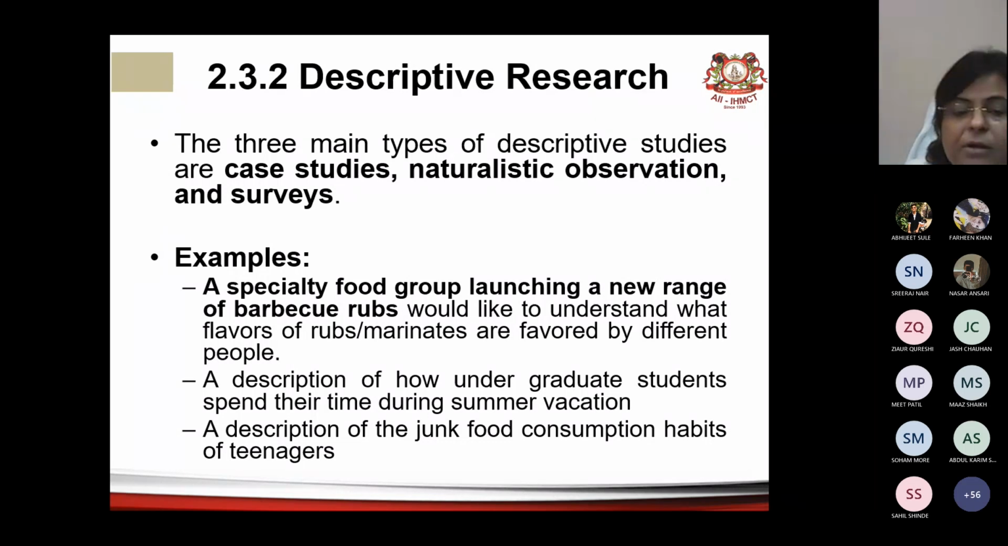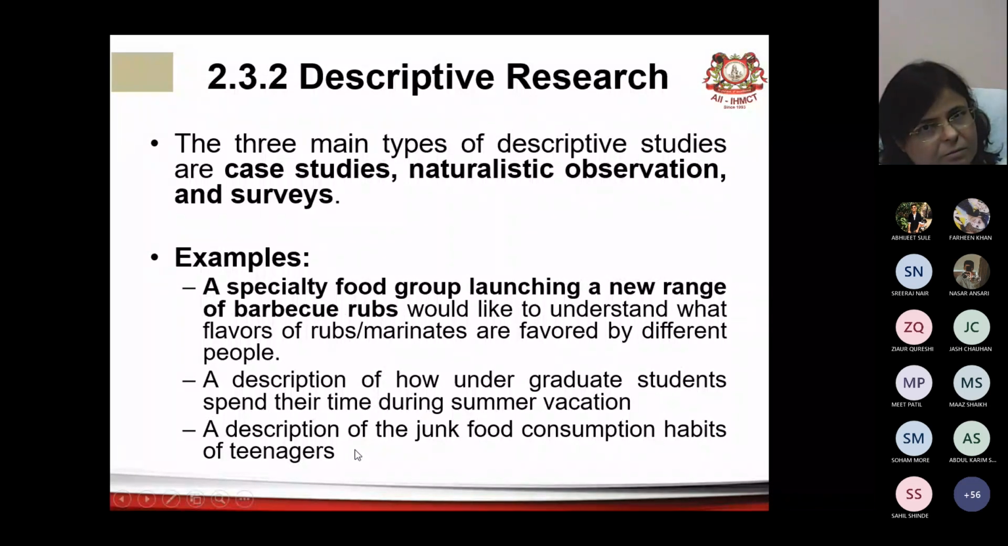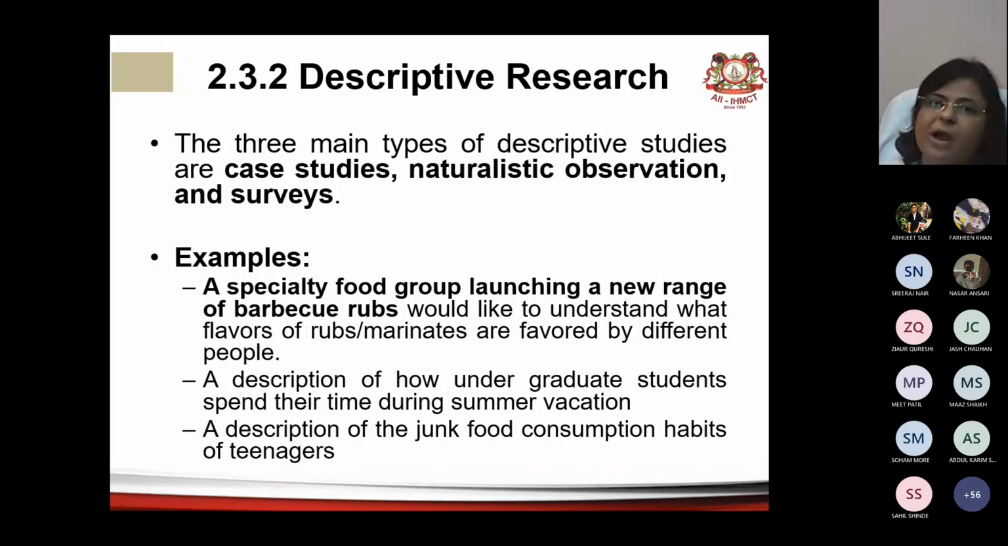Yeah. Description of the junk food consumption habits of teenagers. Yeah, what is the inclination? What pushes them to do so? It's the urge, it's the energy level which is given. You know, that impromptu energy which gushes down, the anxiety which is there with the youngsters of the generation, which triggers the junk food, the carbs requirement, the urges. Okay, so it can be anything. All these are descriptive studies.